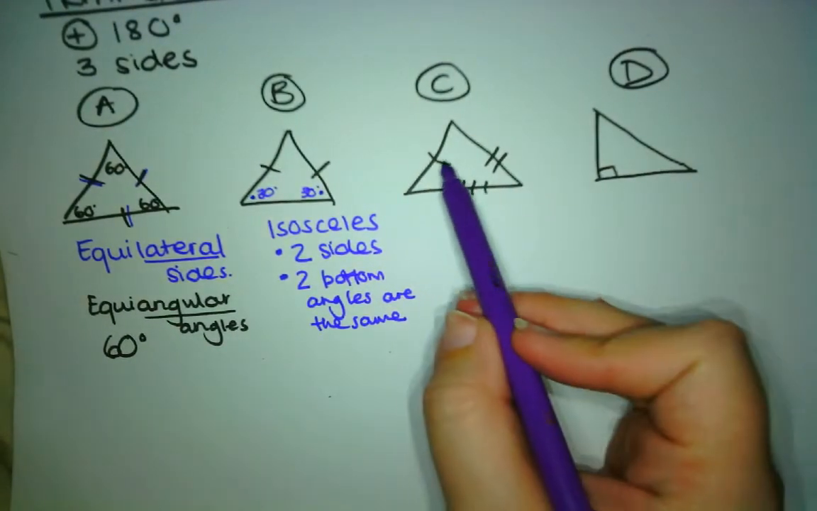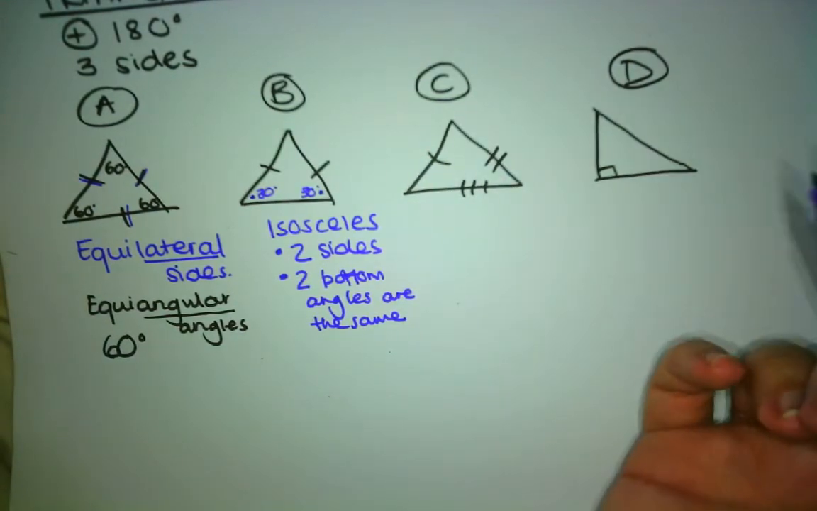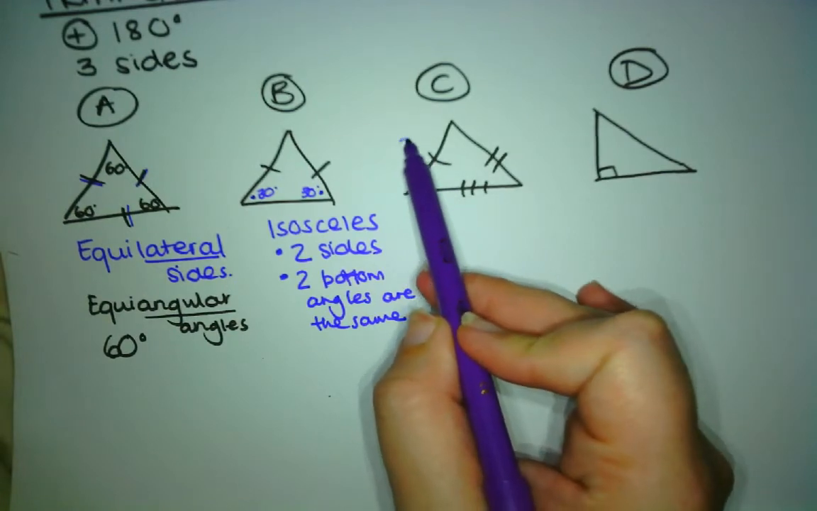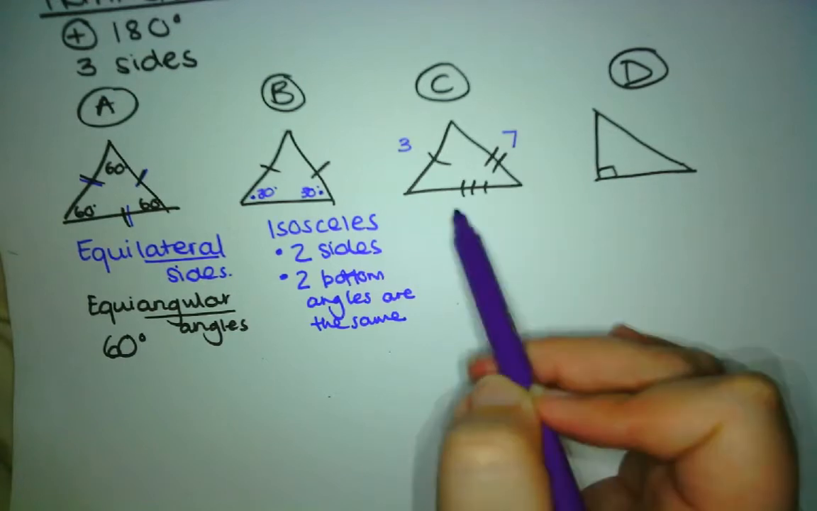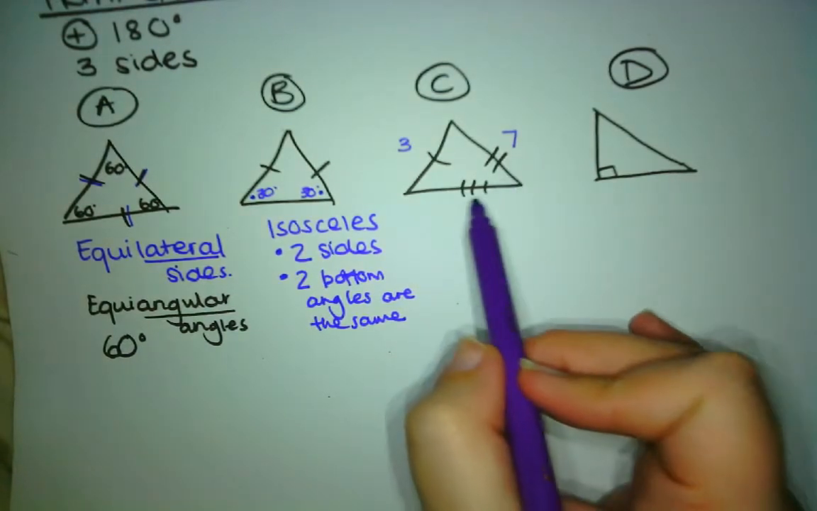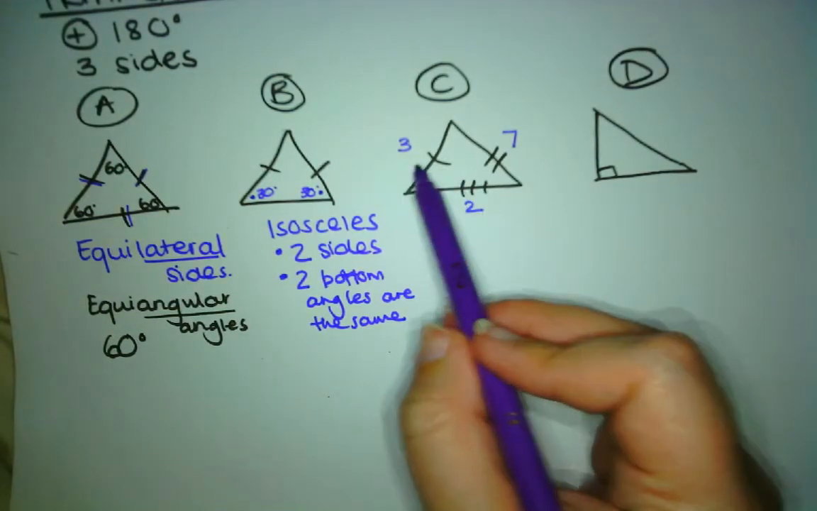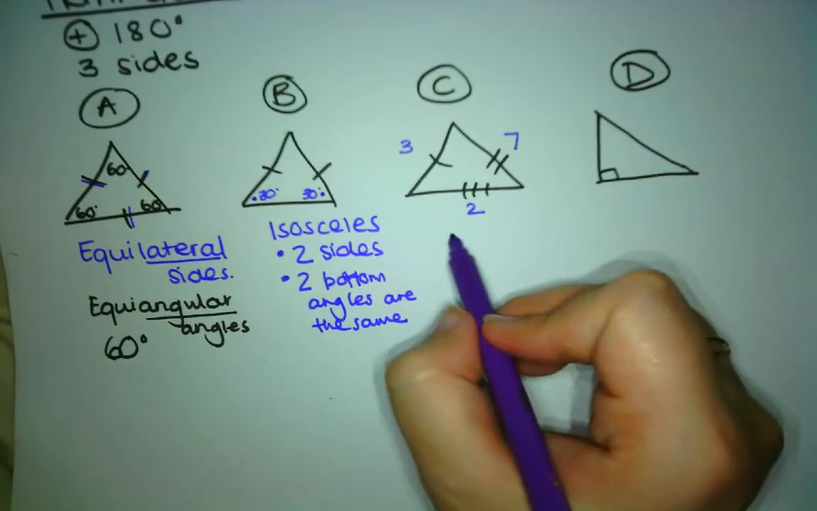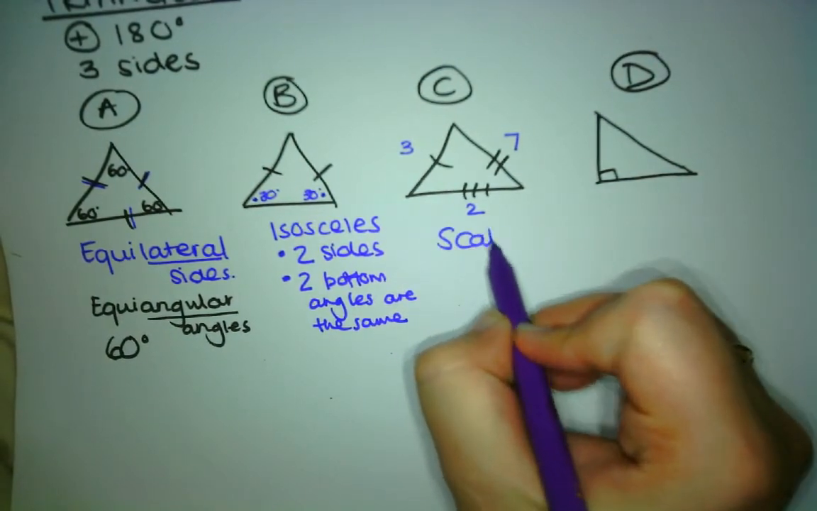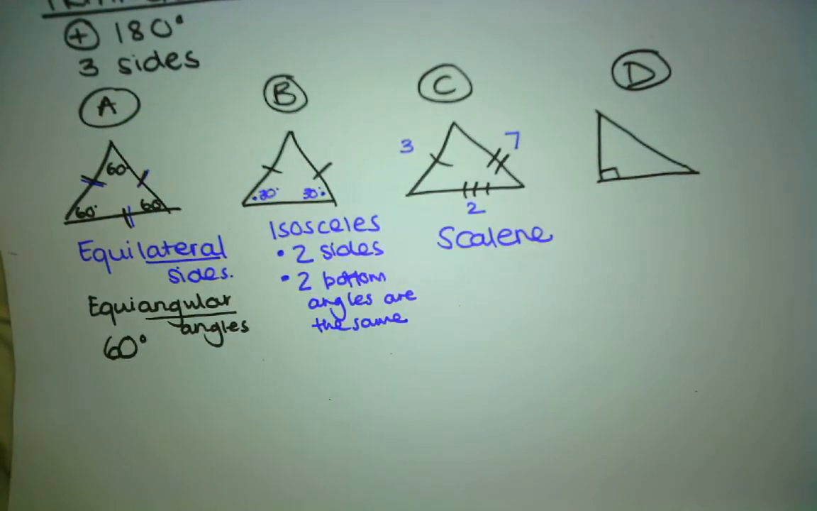Then this one, you see this has one line, this has two lines, and this has three lines. That means that if this is 3, this has to be a different number, so that can be 7. And this has 3 lines, so it can be 2. It doesn't matter, as long as the numbers are different. That means that the angles will also be different. This is called a scalene triangle. That's when all the sides and all the angles are different.